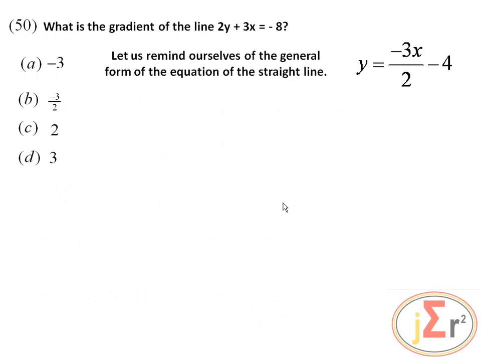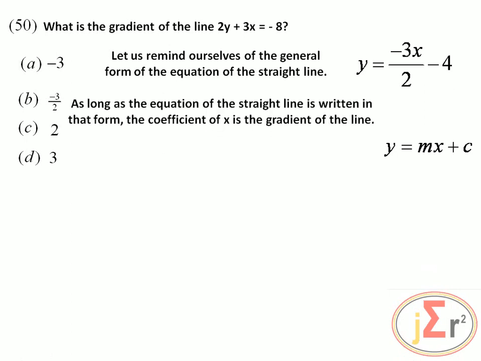There we have our new expression. Let us remind ourselves of the general form of the equation of the straight line. Y is equal to mx plus c. That's the general form. As long as the equation of the straight line is written in that form, the coefficient of x is the gradient of the line. Now we have mx. M is the coefficient of x. Now we have negative 3x over 2. The coefficient of x is what?